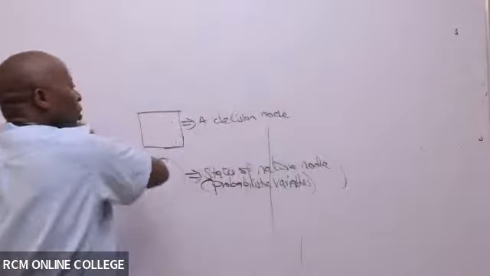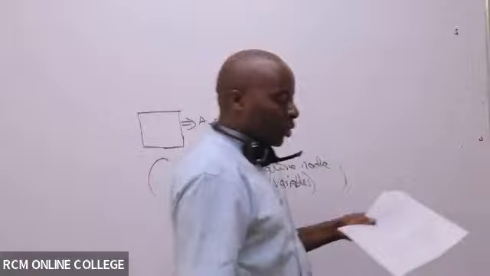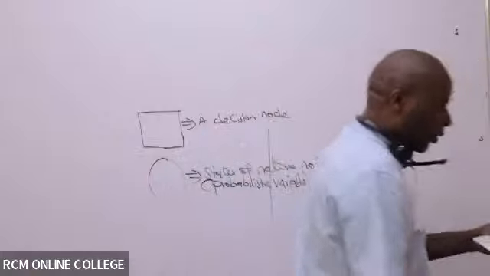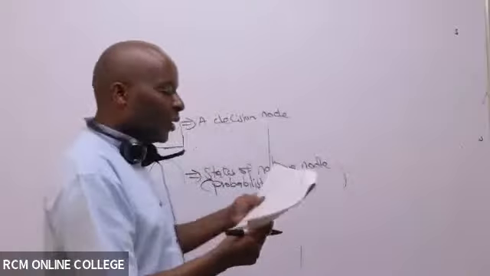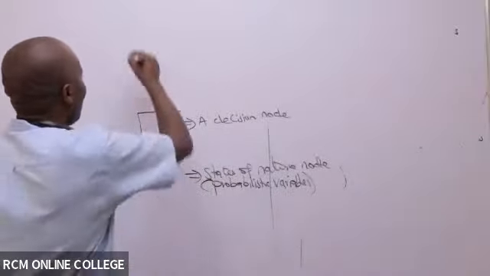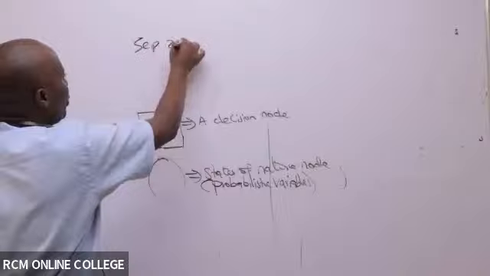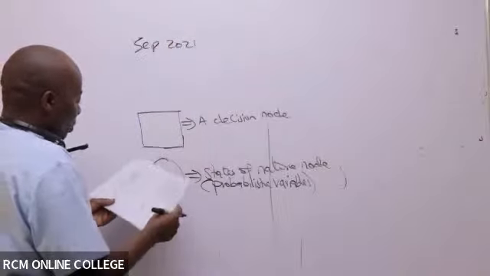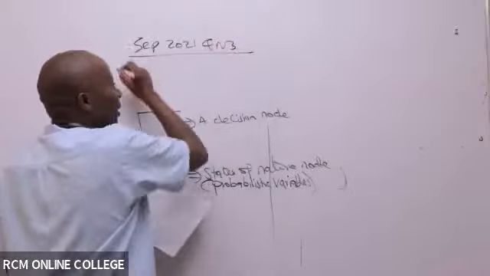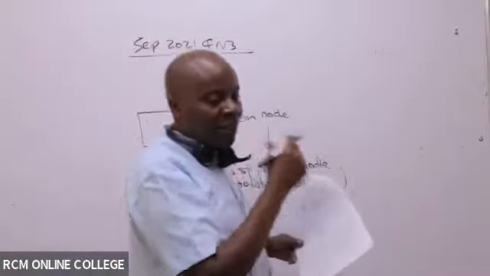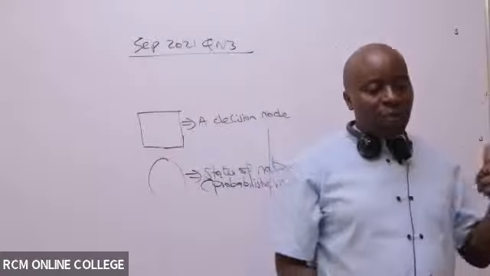So for you to be able to understand what Mwalimu is talking about, let's look at our past papers. We do a question on decision tree that has got an abandonment decision. It was tested in September 2021, question number 3.